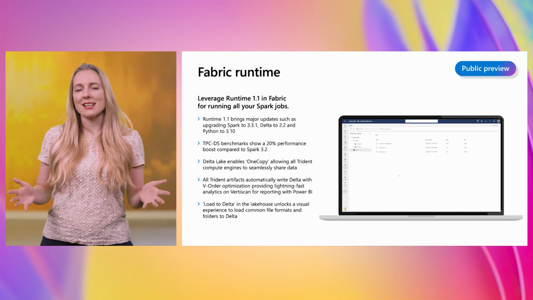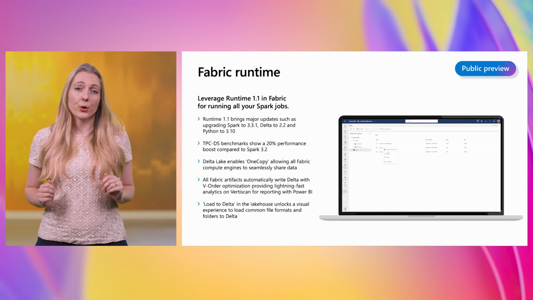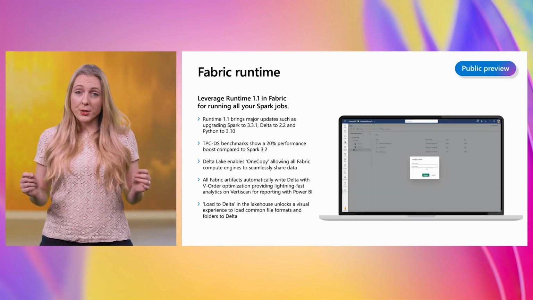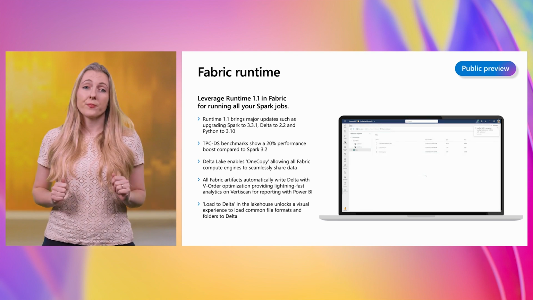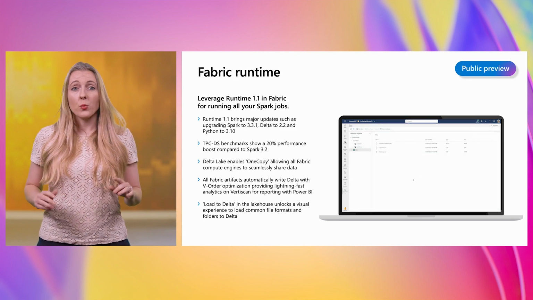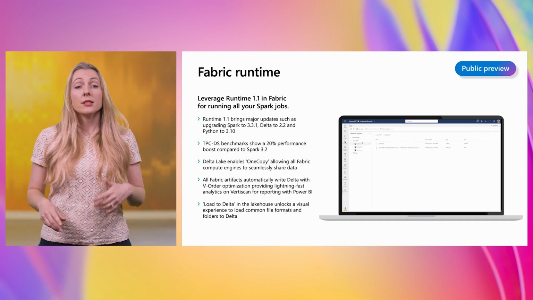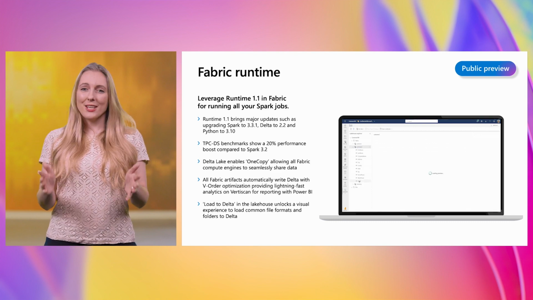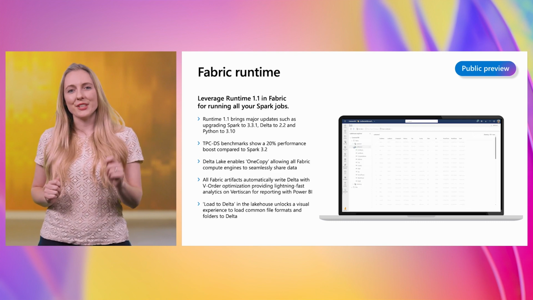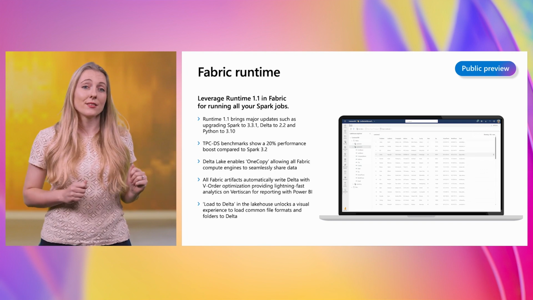One of the most important aspects is the Spark runtime. The runtime is pre-wired to Fabric workspaces and contains an optimized distribution of Spark, its dependencies, and other key libraries. In the 1.1 runtime, we're including major updates, such as upgrading Spark to 3.3.1, Delta to 2.2, and Python to 3.10. A key feature of the runtime is the integration with Delta Lake, which is the open table storage format that Fabric has standardized on.